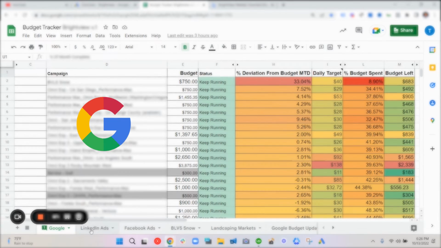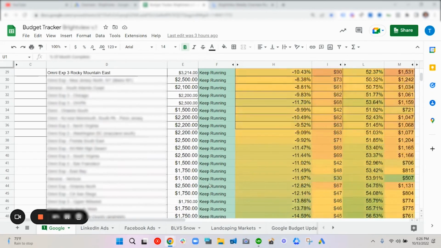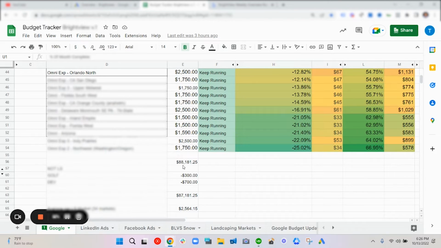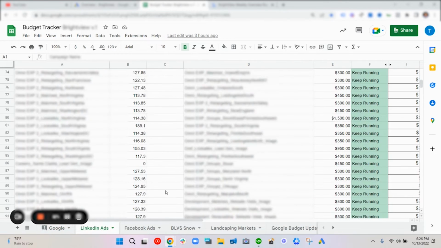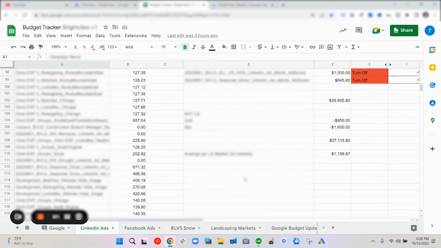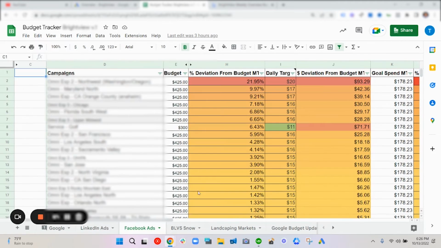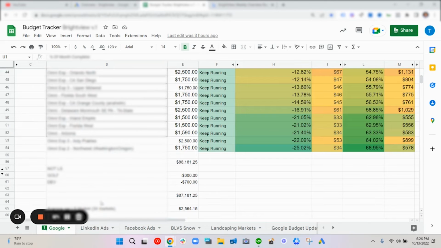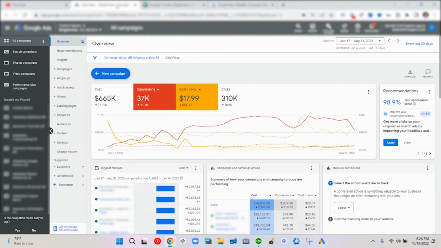And I did this for Google, LinkedIn, and Facebook ads for all these different markets. Each spending for Google about $88,000 per month, LinkedIn spending almost $40,000, and Facebook around the same. So this budget spreadsheet ultimately helped us be more confident in scaling up our budget and solve the first problem of over and under pacing.